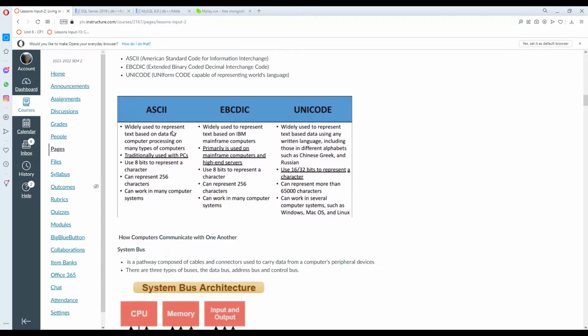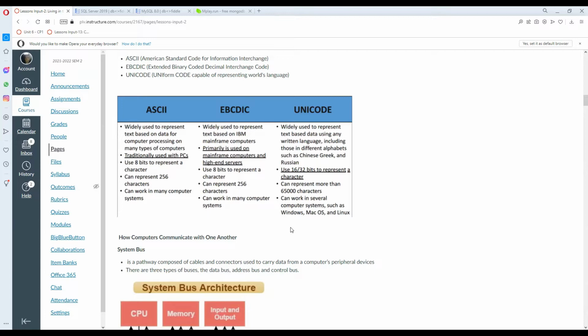ASCII is widely used to represent text-based data for computer processing on many types of computers, traditionally used with PCs. It uses 8 bits to represent a character and can represent 256 characters, and it works in many computers. The EBCDIC is widely used to represent text-based data on IBM mainframe computers and high-end servers, which is 8 bits to represent a character and can represent 256 characters, and it can also work in many computer systems.